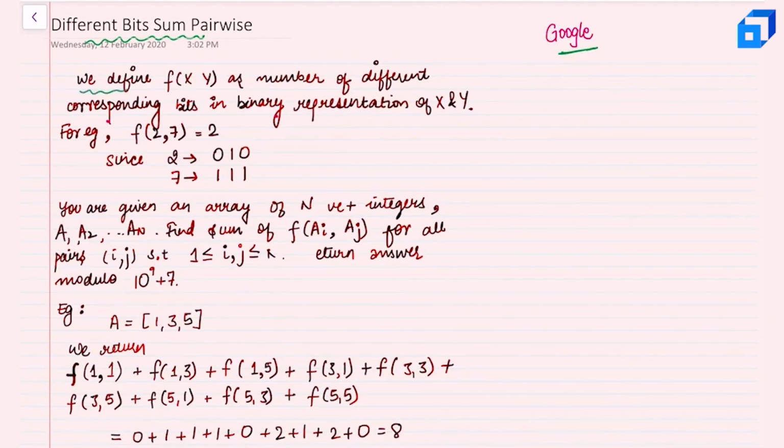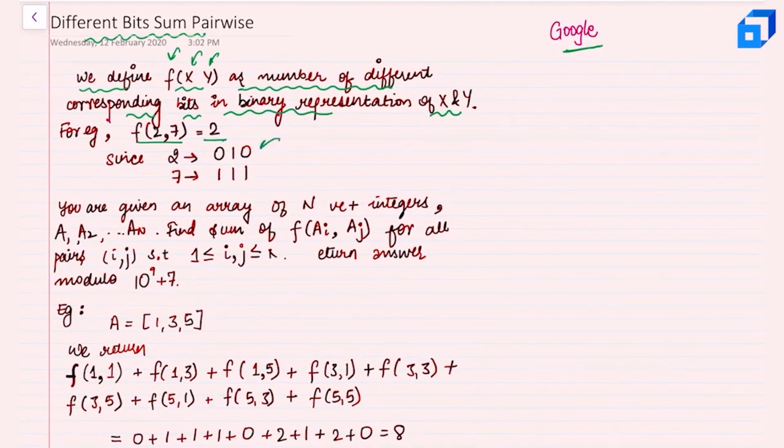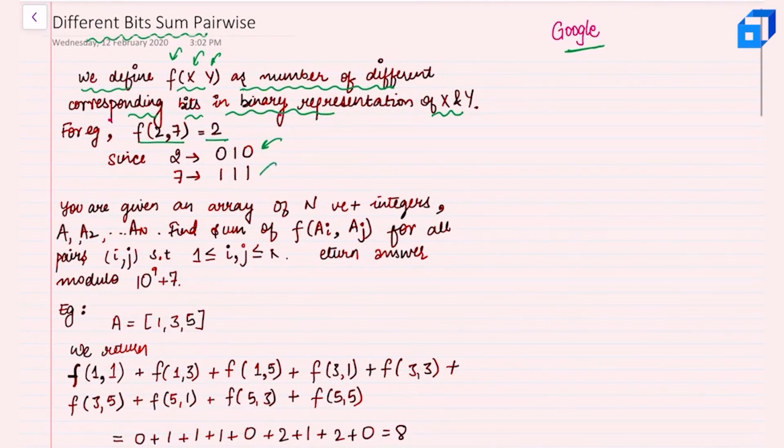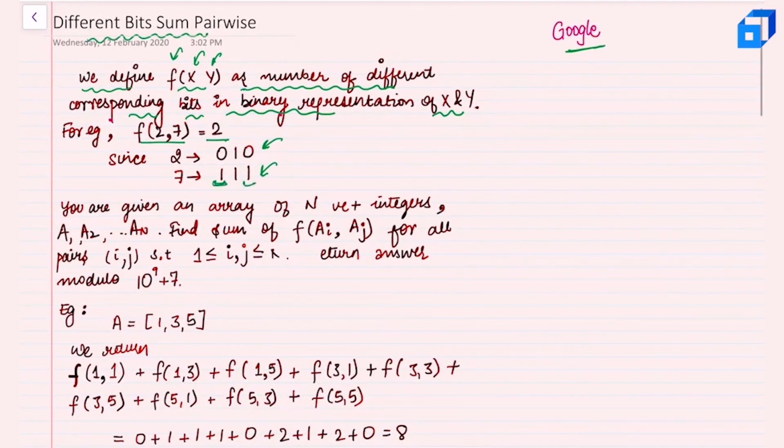We define f of x, y. F is a function that takes two parameters x and y. It is defined as the number of different corresponding bits in the binary representation of x and y. So f of 2, 7 is equal to 2. How? 2's representation in binary is this and 7's representation is this, and both of these numbers differ at two bit positions. First is this and second is this, right? Therefore the answer is 2.